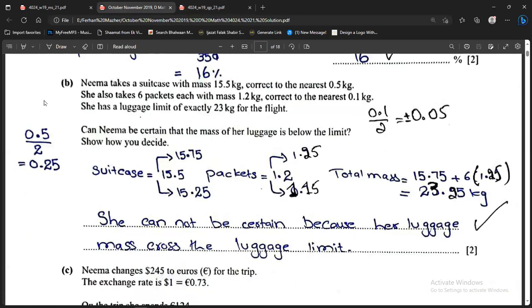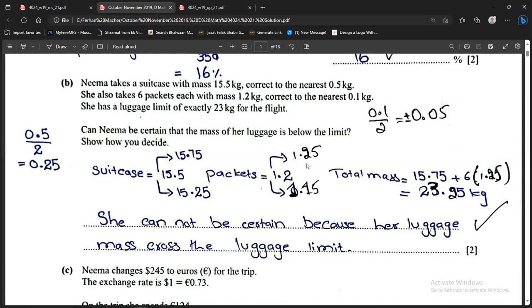Here we have the suitcase. Its upper bound will be 15.75, and the lower will be 15.25. Packets, it's 1.2. When you add 0.05 to it, you get 1.25. That's the upper bound. And when you subtract 0.05 from 1.2, you get 1.15 kg. So for the total mass, I will take the upper bounds. That will be 15.75 plus 6 multiplied by 1.25. That will be 23.25 kg.